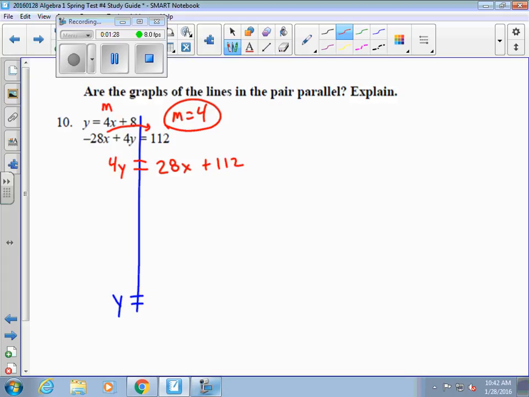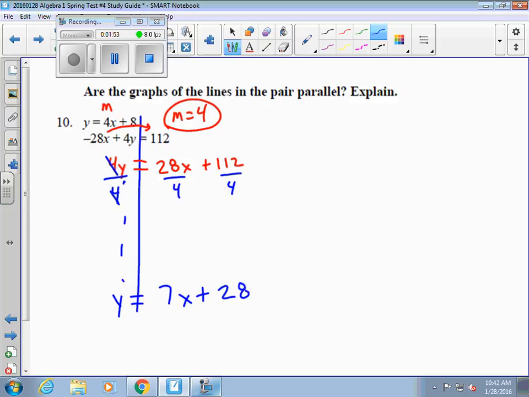Now undo 4 times y by dividing by 4. Make sure to divide everything by 4, that and that. So this will cancel out and leave you with just y. That's what we're trying to get. 28 divided by 4 is 7x. And 112 divided by 4, well, 4 goes into 11 twice. It goes into 8 twice, and there's 3 left over. It goes into 32 8 times.